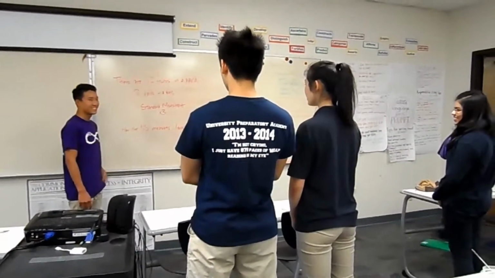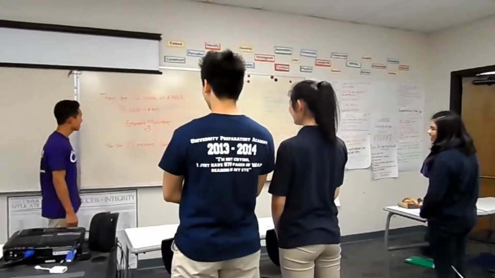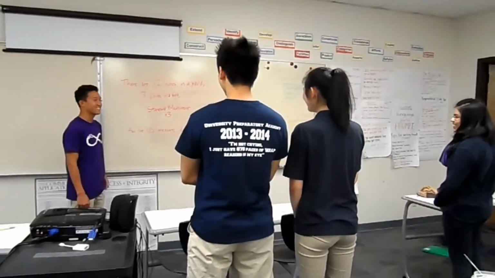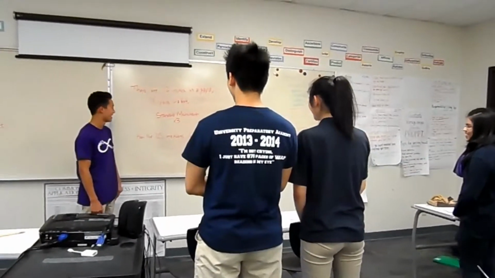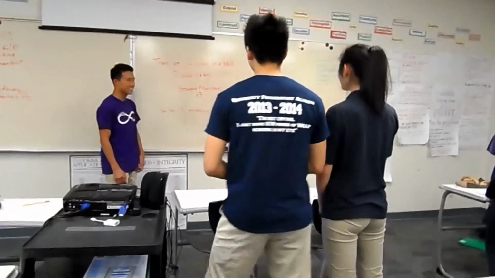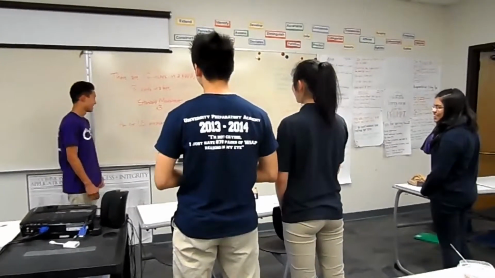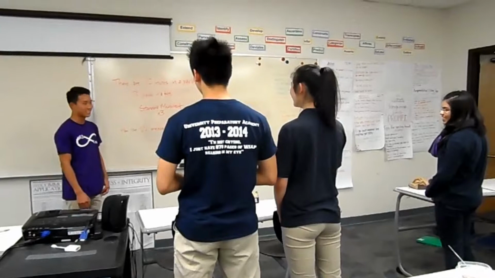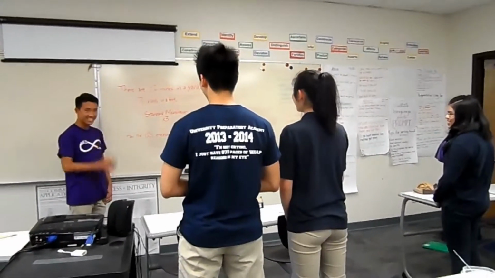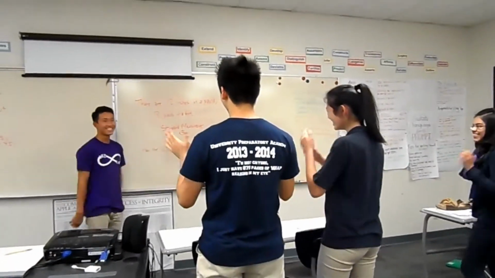There are 12 inches in a foot. There are 12 inches in a foot. 3 feet in a yard. Standard measurement. Standard measurement. How do US measures length? Woo! Yeah!